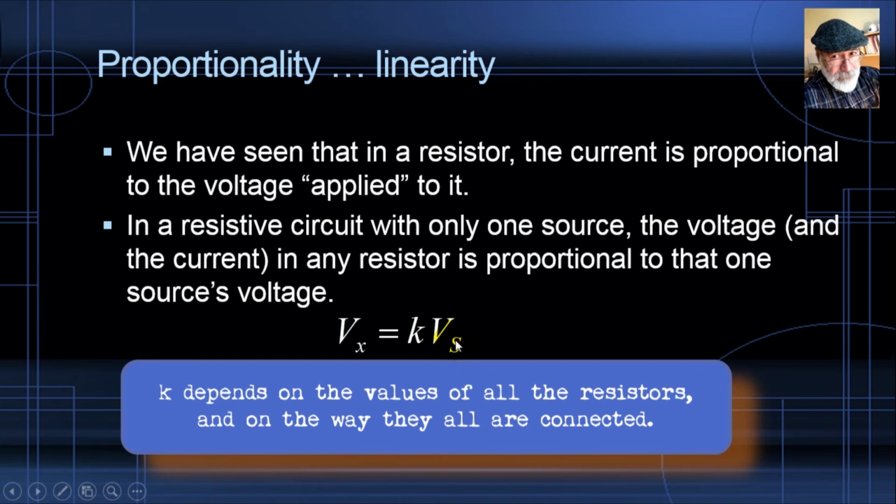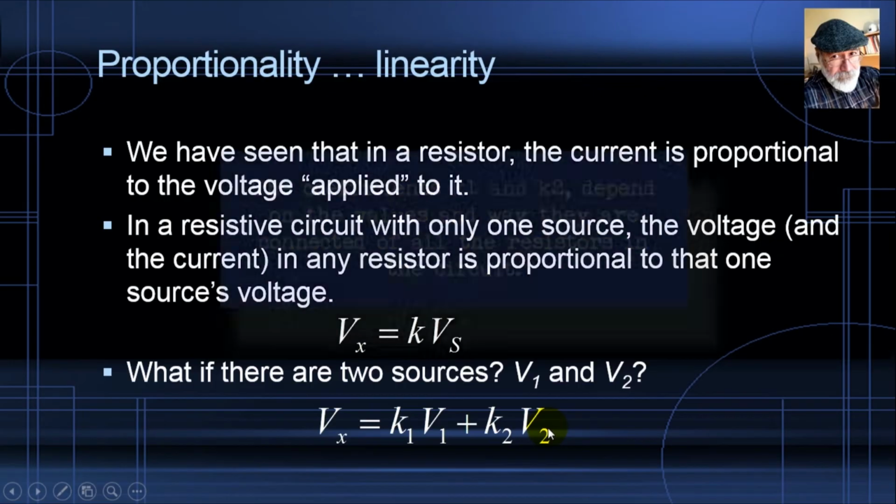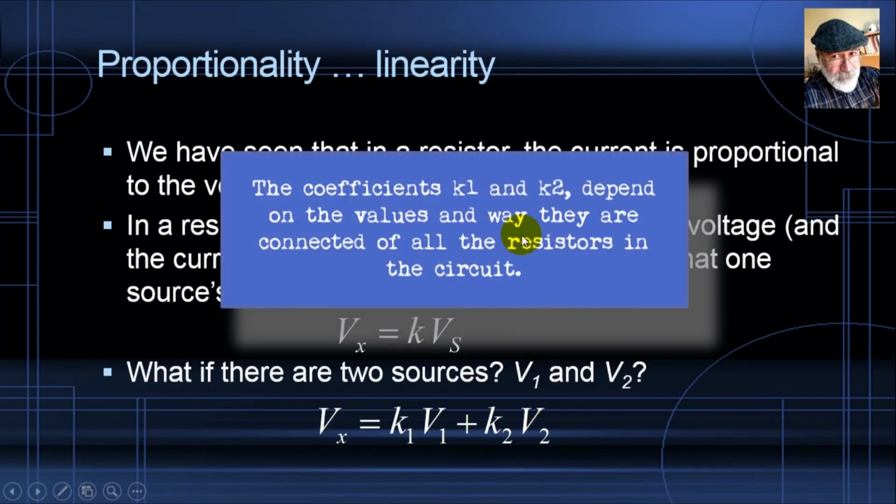The coefficient K depends on the values of every resistor in the circuit and the way they are connected to one another. But what happens if there are two sources in the network, V1 and V2? In that case, the voltage in any resistor Vx is given as a linear combination of the values of the two sources, V1 and V2. And in this case, K1 and K2 are coefficients that depend also on the value of every resistor in the network and the way they are connected to one another.